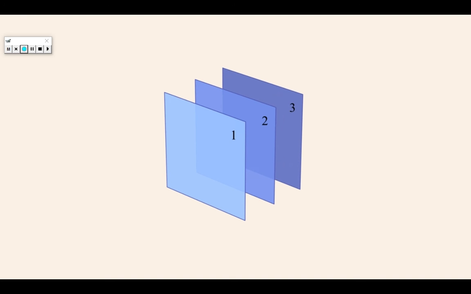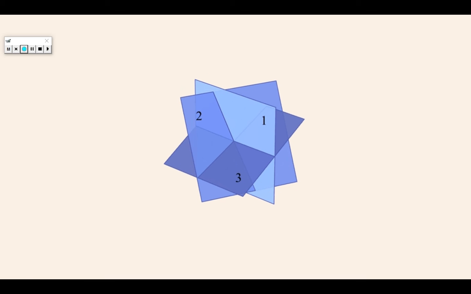One possibility is that no two planes in the system are parallel, and all three planes intersect at only one point. In this case, the system will have one unique solution.